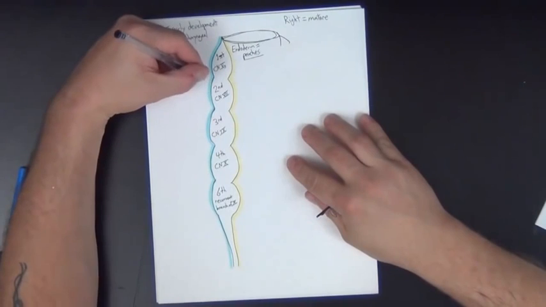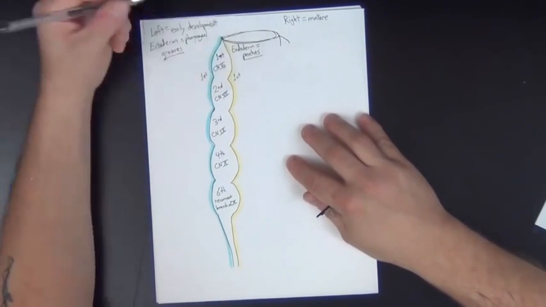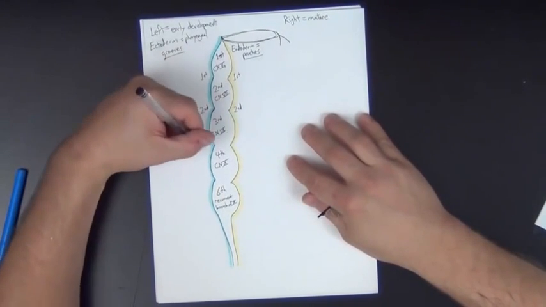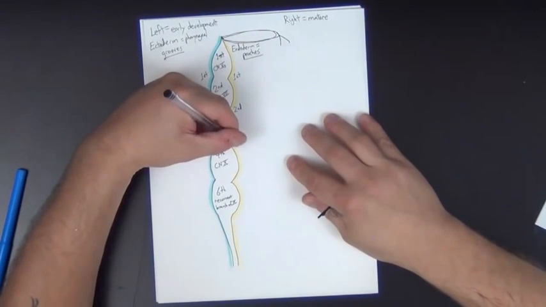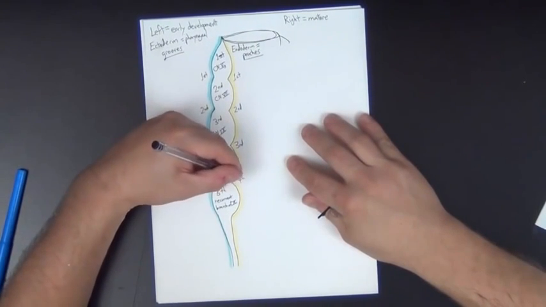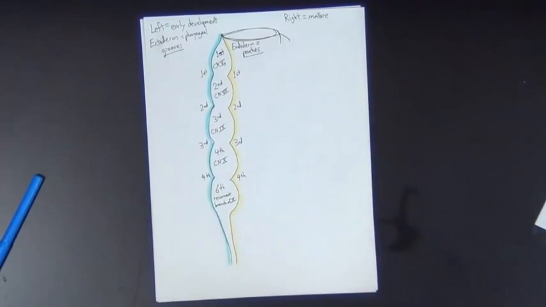In between the first and second arch, we've got the first groove and the first pouch. Between the second and third, second groove, second pouch. I think you guys can see where this is going hereafter. And the fourth groove and fourth pouch are hanging up between the fourth and sixth arch. I think everybody probably has the idea there, so we're doing good.